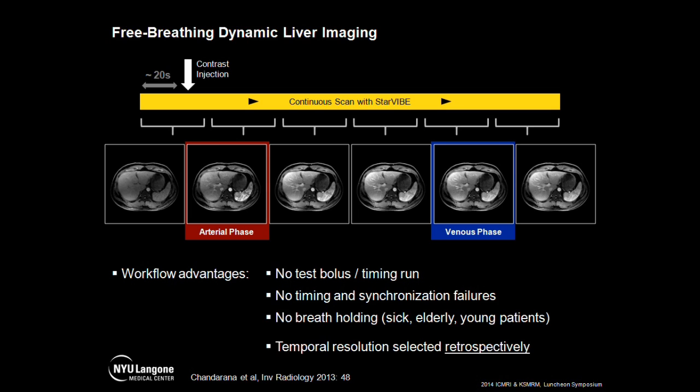From a clinical perspective, the idea of a continuous data acquisition also has significant workflow advantages. With continuous acquisition, we do not have to give a test bolus for a timing run. We do not need breath holding anymore because this GRASP technique is based on a radial acquisition. There's also no risk of a synchronization failure because we are sampling data all the time and can never miss the arterial or venous phase. And, as mentioned, we can retrospectively decide what temporal resolution we want to have.